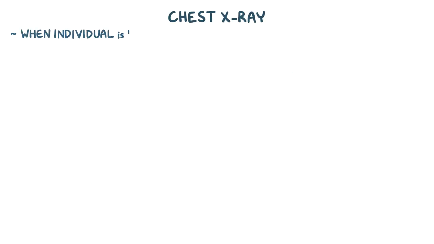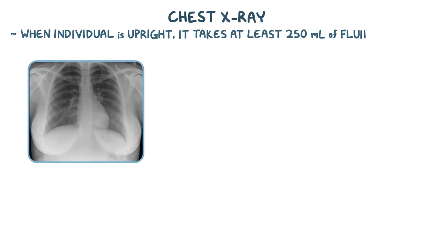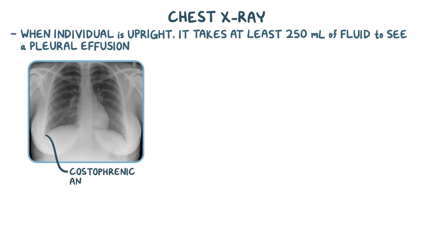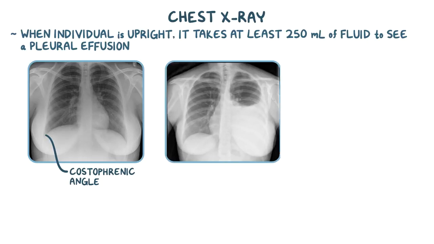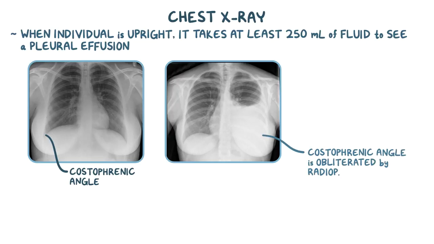When the individual is upright, it takes at least 250 milliliters of fluid to see a pleural effusion. Now, normally the costophrenic angle, which is the angle between the pleura covering the ribs and the pleura covering the diaphragm, is sharp and well demarcated. In a pleural effusion, however, this angle is obliterated by the radiopaque or white fluid.